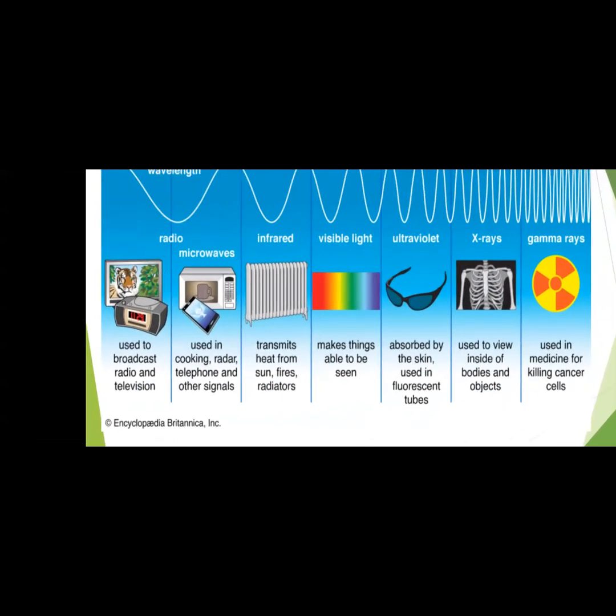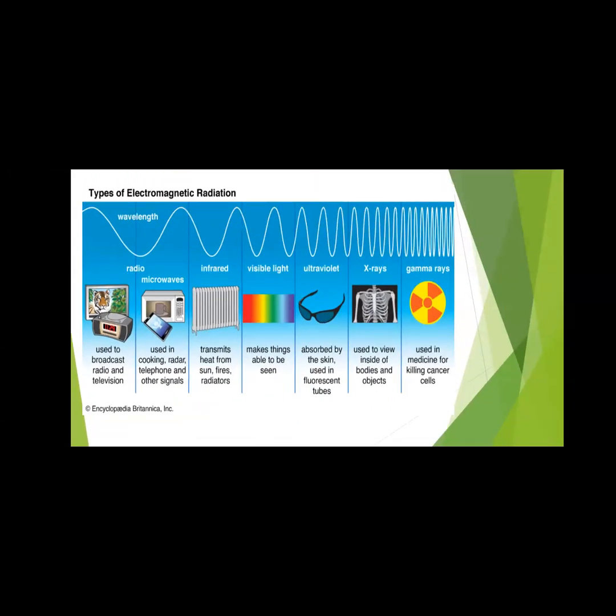See how we are making use of this. Radio waves, microwaves, infrared waves, these we cannot see with our eyes. We can only see the visible light. The ultraviolet, X-rays, gamma rays are not visible to our eyes. Okay, let us see where these electromagnetic radiations are used.